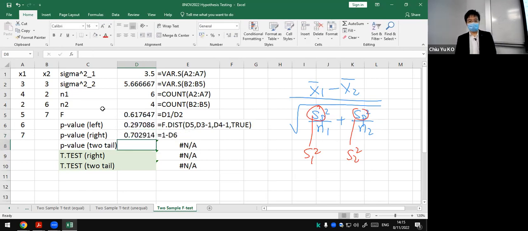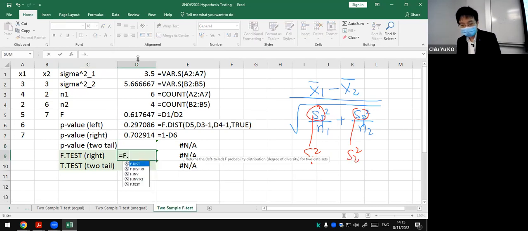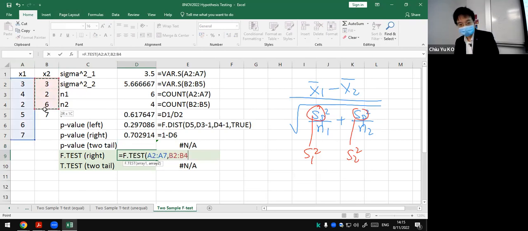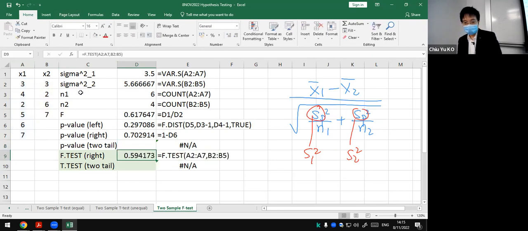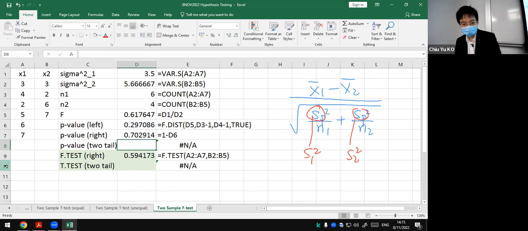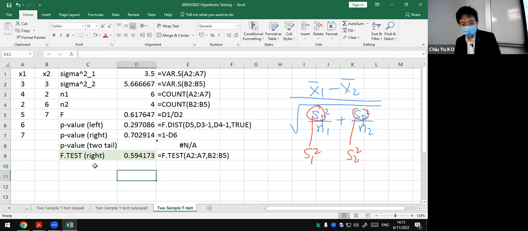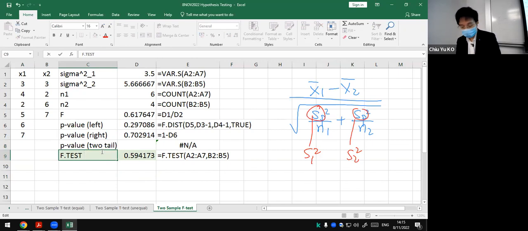So just one very minor final formula is the F.TEST. You just do the F.TEST. You just give the left and give the right. And what they get is, I think, the minimum of the two. So that is the formula, the F.TEST. Okay, I think two tail.